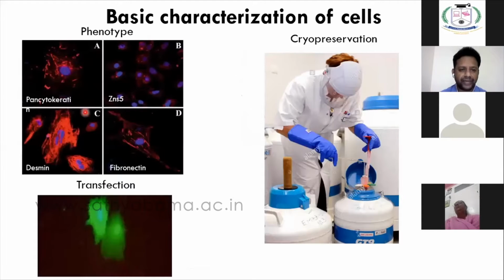Then the phenotype of the cells you can identify using immunocytochemistry, with a specific marker, for example fibronectin for fibroblast cells, pancytokeratin for epithelial cells, and ZNS5 for osteoblast bone cells. So what type of cell it is, you can confirm using immunocytochemistry.